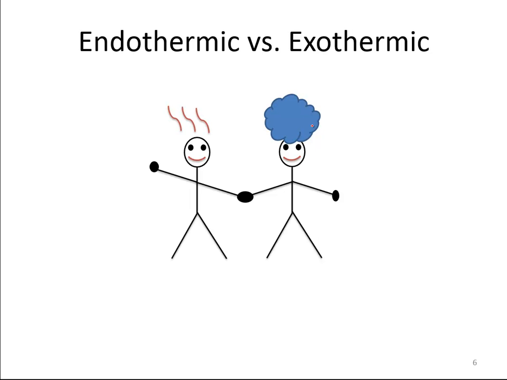The man is running a temperature, and so we can assume that his temperature is higher than the woman's. Since they are holding hands and are in physical contact, the 0th law of thermodynamics tells us that heat will flow from the man's hand into the woman's hand.